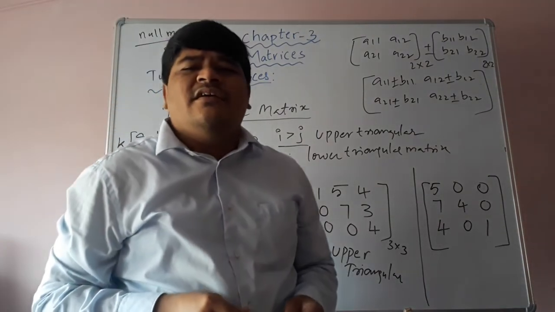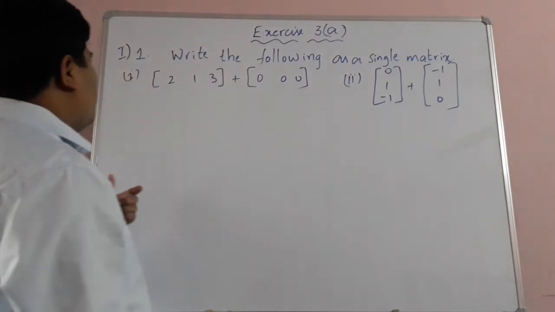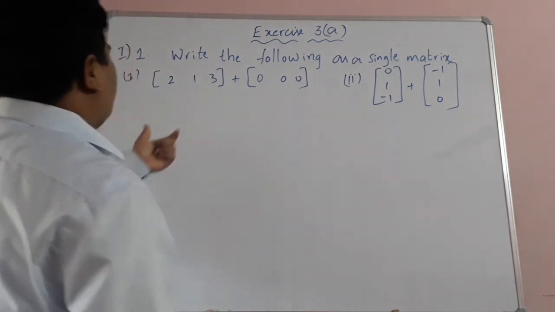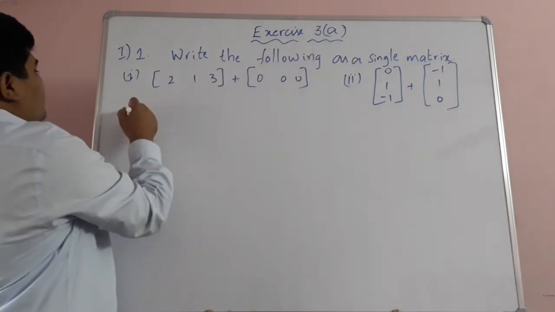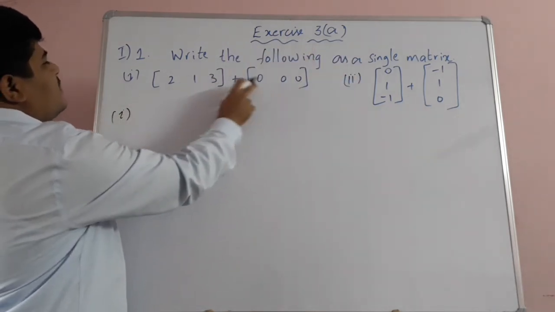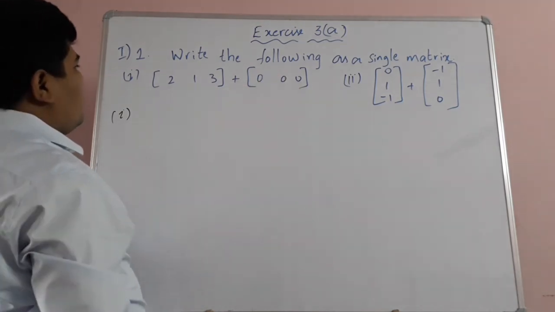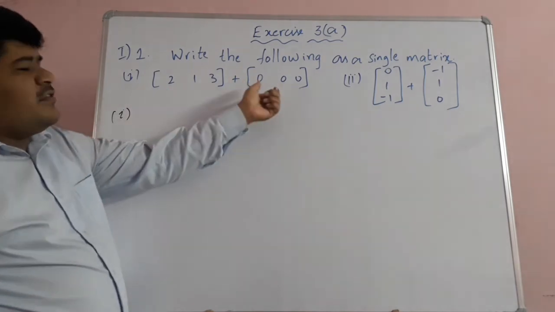Now let's see the problems of exercise 3a. Now let's see problem number 1 in the first bit. Write the following as a single matrix. So it means we have to simplify these matrices, children. Let's see the first problem: 2 1 3 plus 0 0 0. So this is the zero matrix or null matrix, and both are row matrices, children.